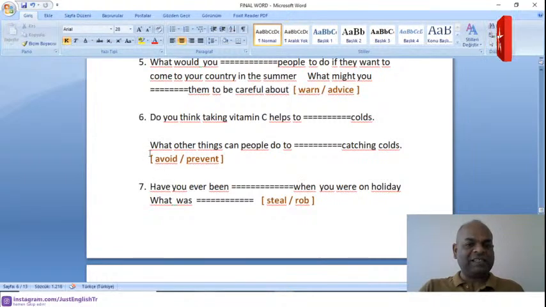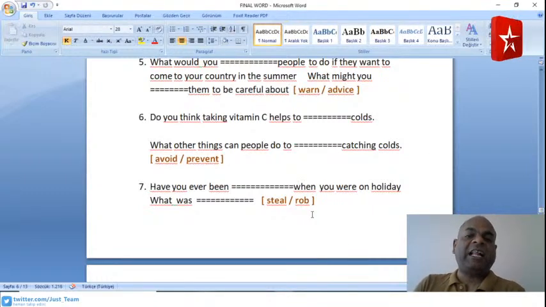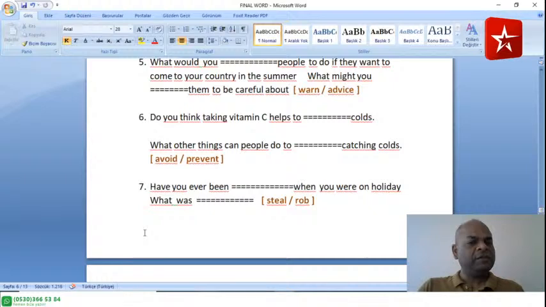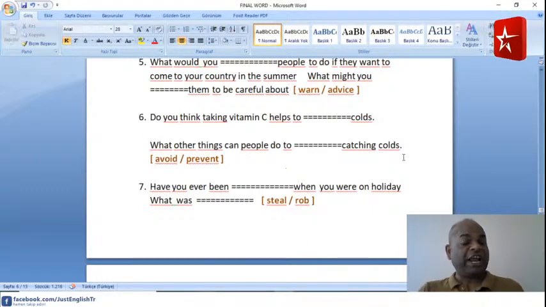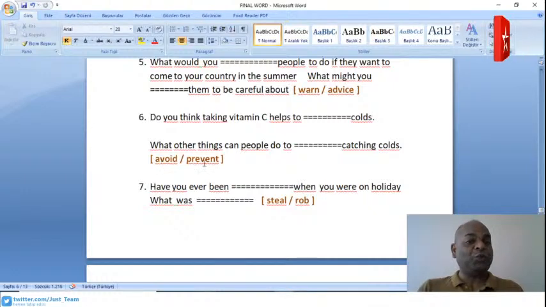And guys, let's go to number 6. I'm sorry. Do you think taking vitamin C helps to dash colds? Which is going to be the first answer, avoid or prevent? And the second part says, what other things can people do to dash catching colds? Guys, I need your answer for number 6. You're doing a good job. Your bracket 2 words are avoid and prevent. So which word is coming in the first blank and which in the second blank?